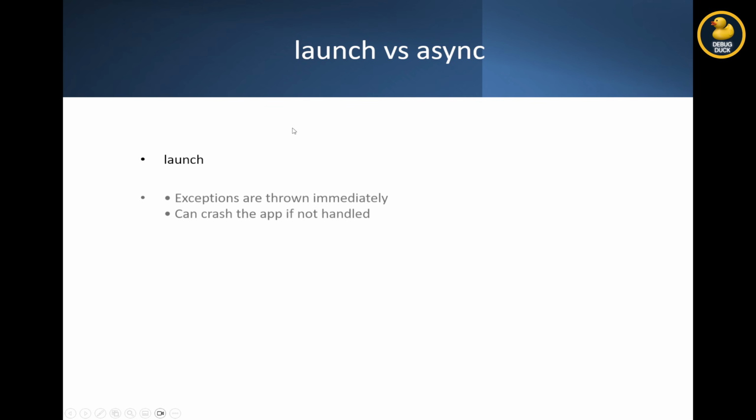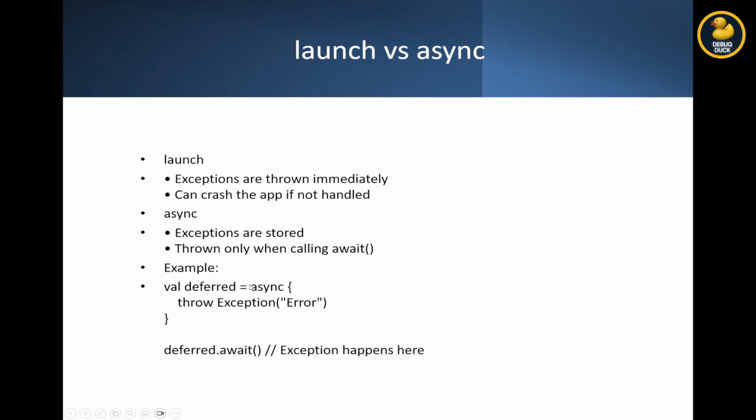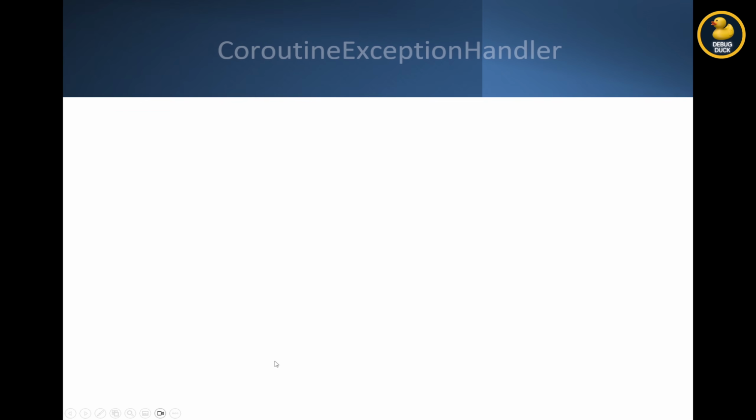Launch versus async. Launch exceptions are thrown immediately and can crash the app if not handled. Async exceptions are stored and thrown only when calling await. For example: val deferred = async { throw Exception("Error") }. Then deferred.await(): the exception happens here.